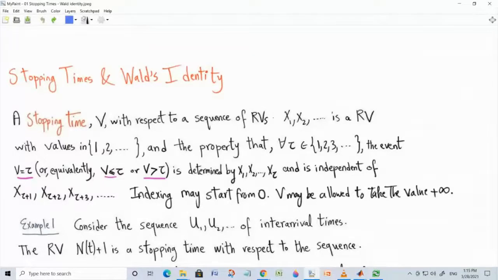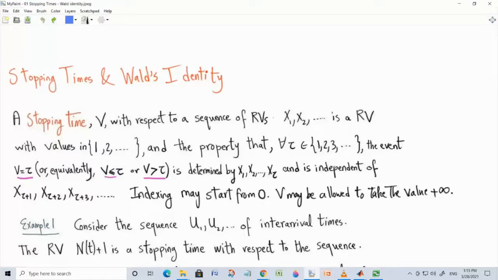Okay, guys, let's review the last part on stopping times and Wald's identity. A stopping time is a random variable, or a defective random variable, which means that it can actually take the value positive infinity with a positive probability. Some people call it an extended random variable. It is associated with a sequence of random variables.